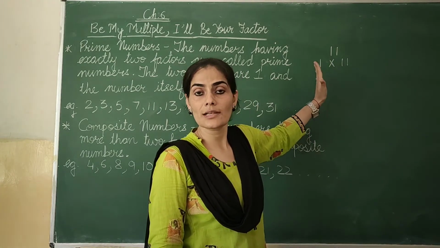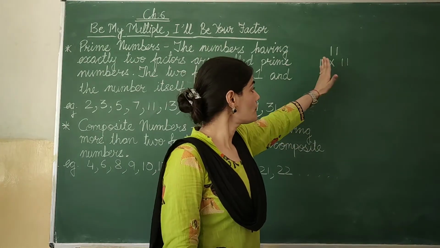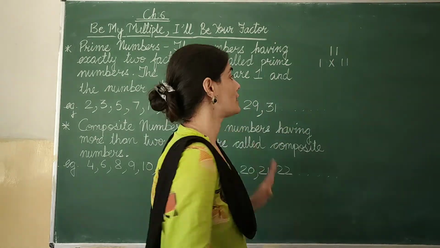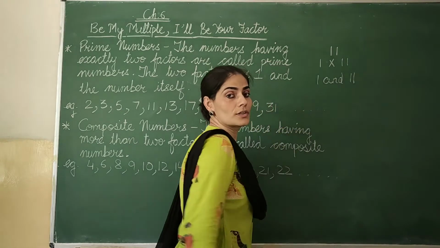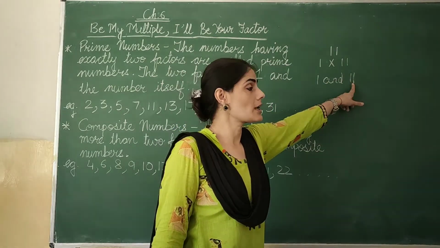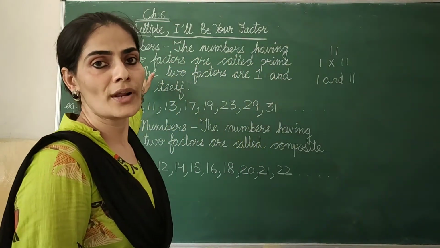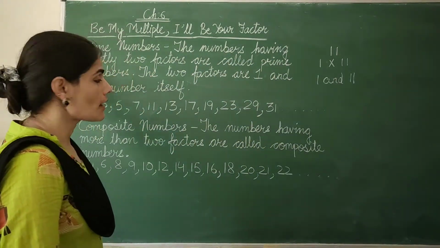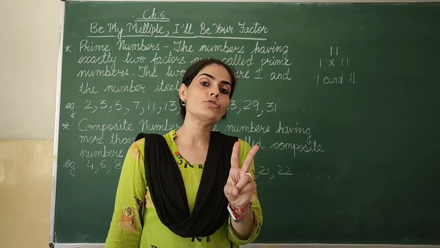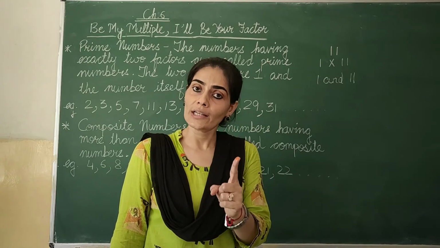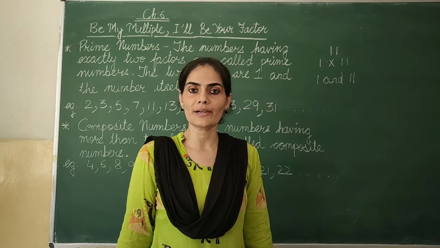The next number is 11. 11 we have already written over there. So the two factors of 11 are 1 and 11, that is 1 and the number itself. That is why I defined prime numbers as the numbers which have exactly two factors, and those two factors are 1 and the number itself. I hope this is clear to everybody.